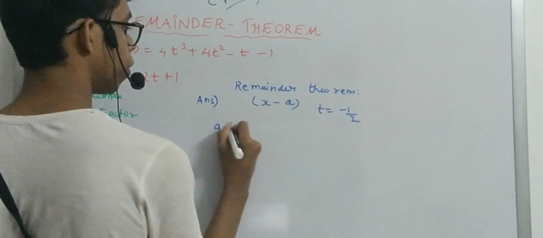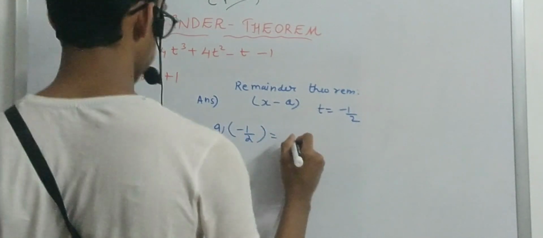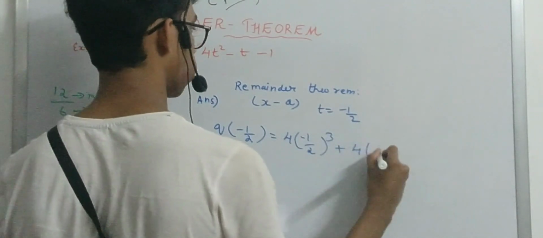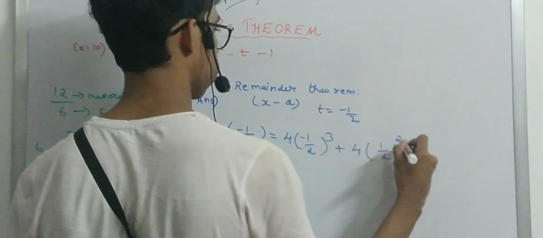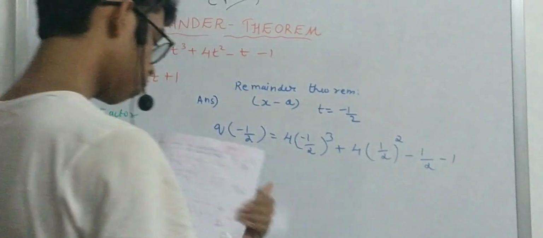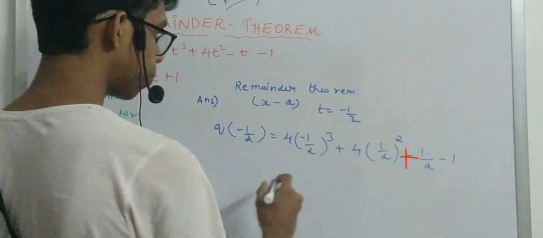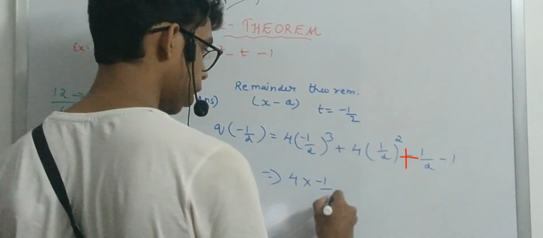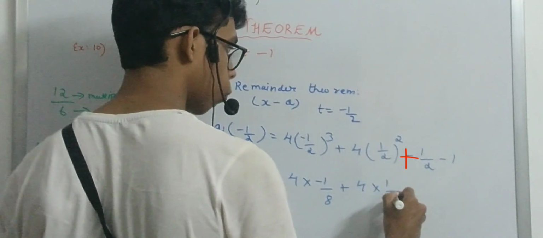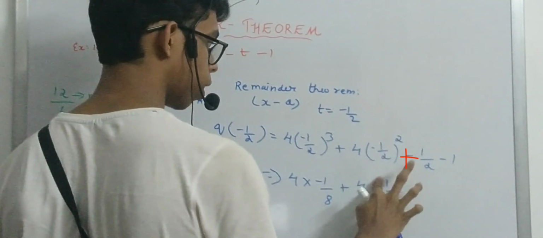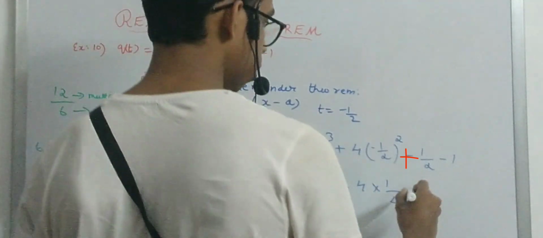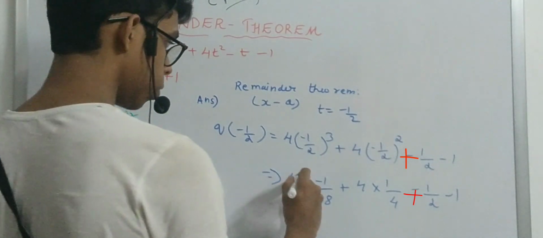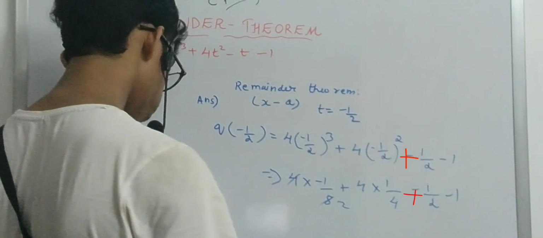So you will be getting q of minus 1 by 2 is equal to 4 into minus 1 by 2 the whole cube plus 4 into minus 1 by 2 the whole square minus of minus 1 by 2 minus 1, isn't it? So from here, if you see 4 into minus 1 by 8 plus 4 into 1 by 4 plus 1 by 2 minus 1. Okay, so this you can cancel off. Here you will be getting 1 by 2.